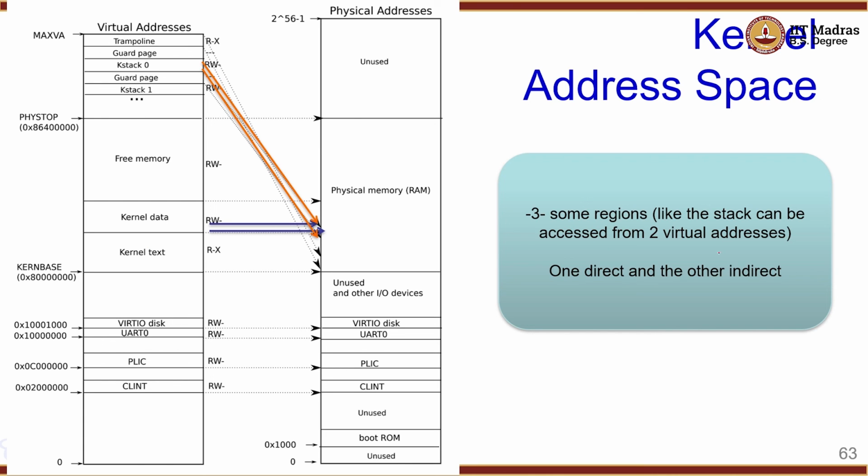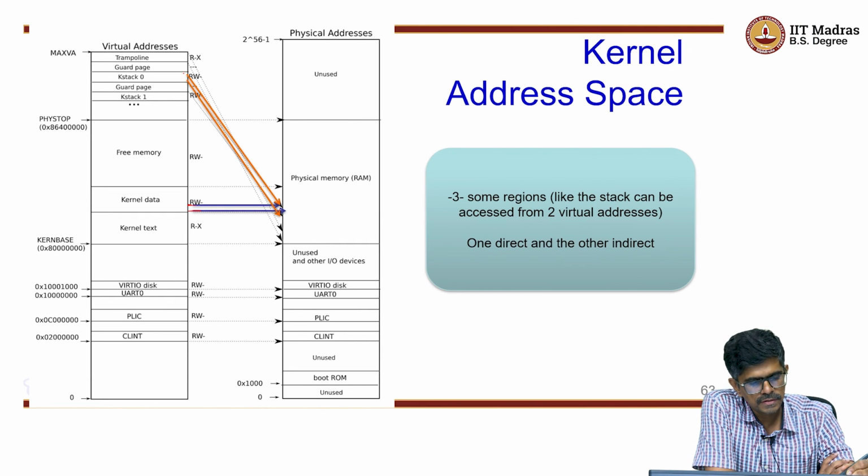So this is what is mentioned in this slide. Some regions like the stack can be accessed by two virtual addresses. One is a direct address, which is essentially over here, where you have the data which is directly accessed, and the other one is the indirect access, which is essentially from these regions where you have page table entries in the page tables, which map this high value of virtual address to the corresponding physical address.